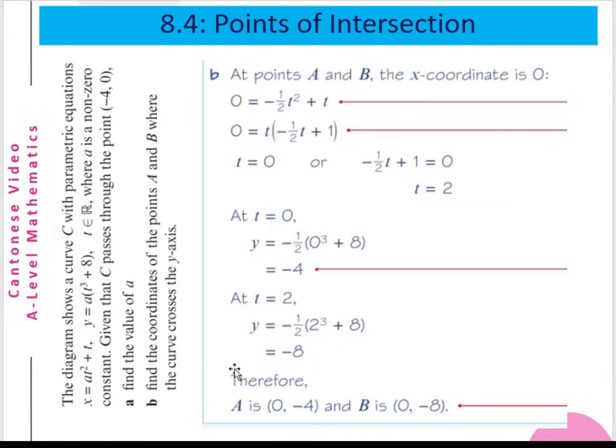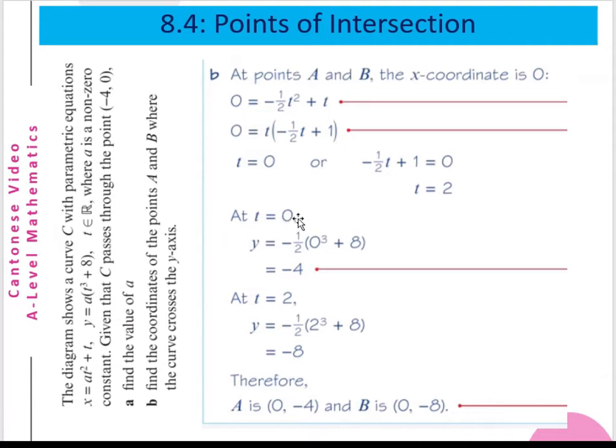For part b, we have to find the coordinates of the points A and B, where the curve intersects the y-axis. So at points A and B, the x coordinate is 0. So we get 0 equals -1/2 t squared plus t, which equals t multiplied by (-1/2 t plus 1). That means t is equal to 0 or t is equal to 2.